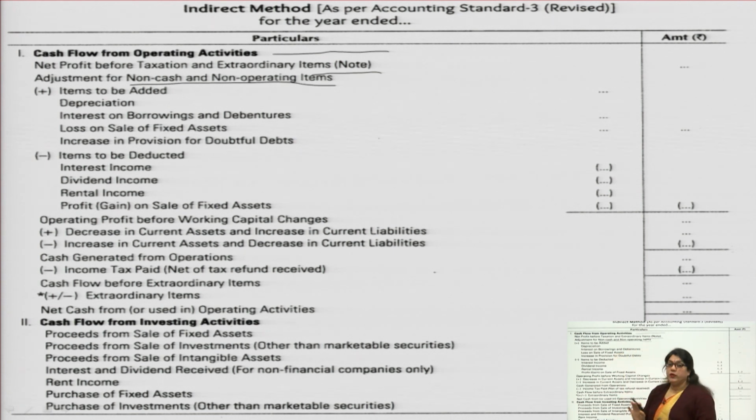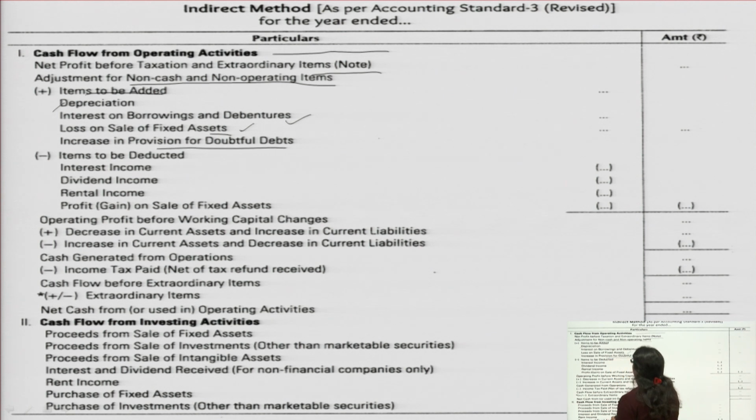What will we do in the operating activities? The items to be added are depreciation, interest on borrowing and debentures, and loss on sale of fixed asset, meaning once you were selling the asset there was a loss. Suppose the cost of the machinery was 10,000 rupees and you sold it for 8,000 rupees, it was a loss of 2,000 rupees. It was supposed to be sold for 10,000 or 11,000 rupees, but you have faced a loss. That loss will be taken care of here.